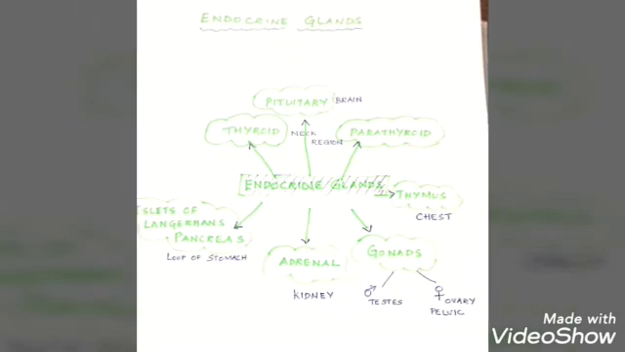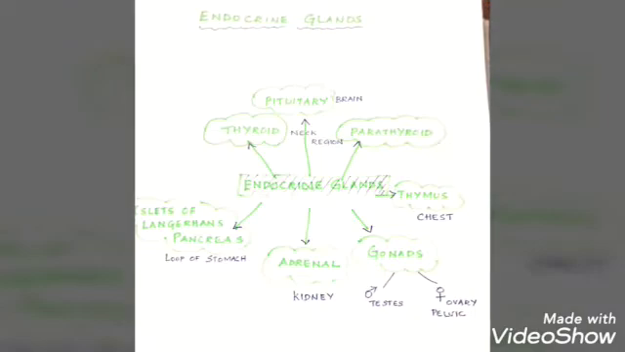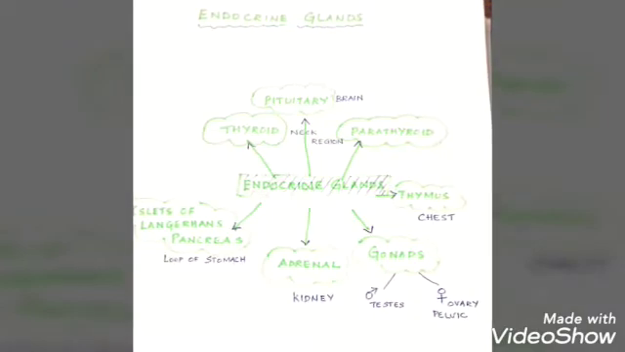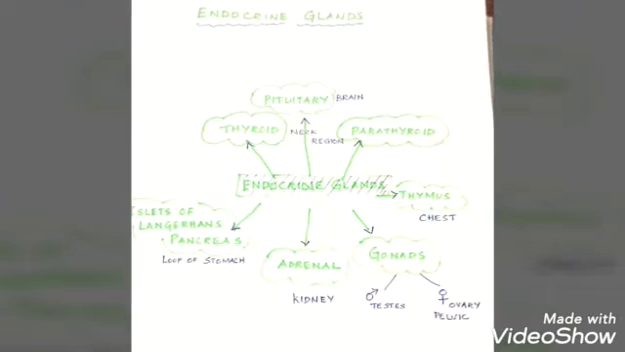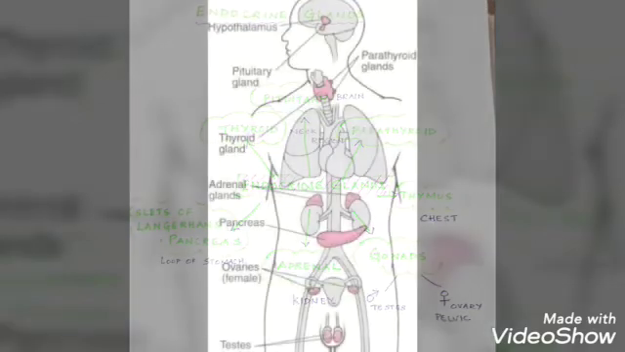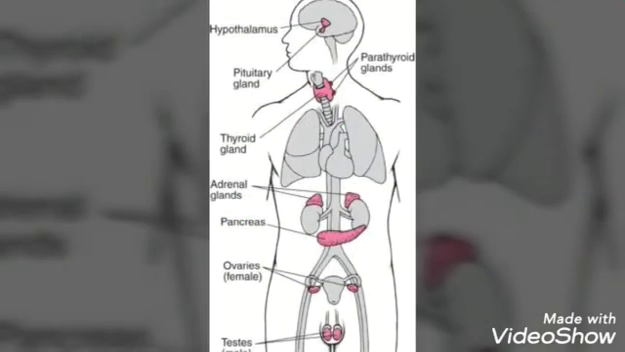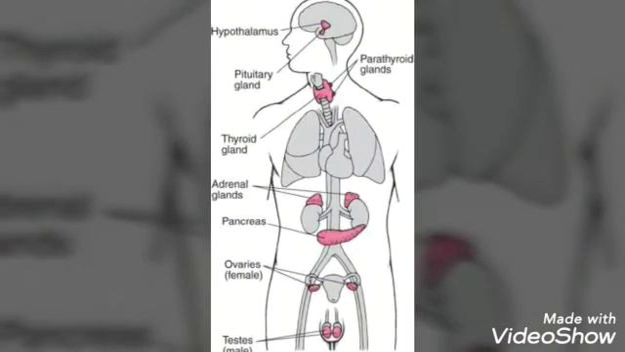Pituitary gland is located at the base of the midbrain. Thyroid and parathyroid glands are located in the neck region. Islets of Langerhans or pancreas is located at the loop of the stomach. Adrenal glands are located on the kidneys. Gonads are located in the pelvic region and outside the body. Thymus is present in the chest region.